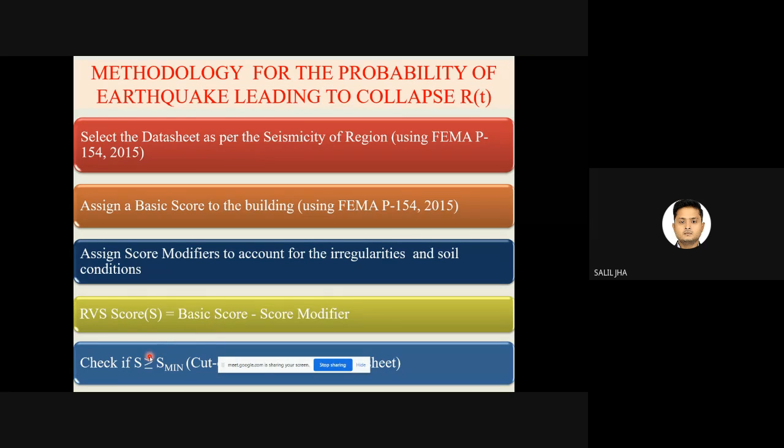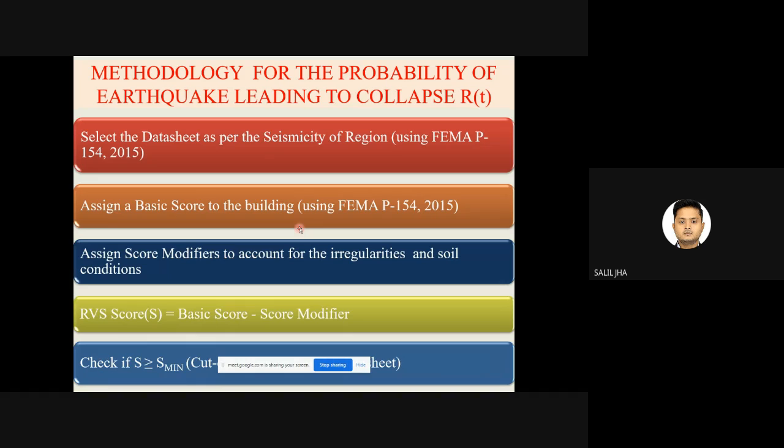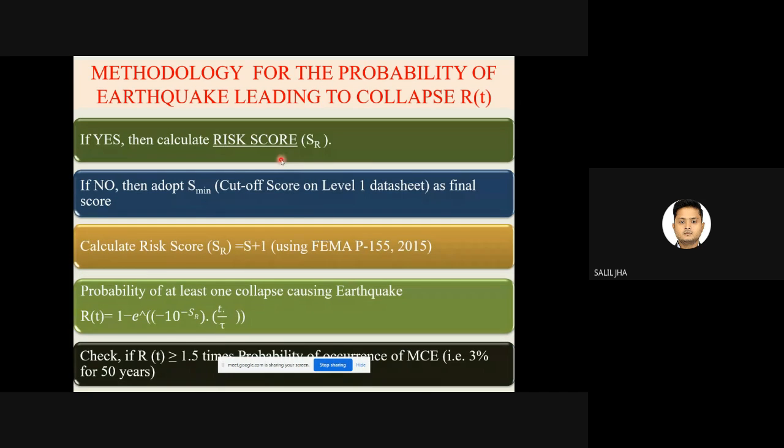A check is then run on whether the final RVS score obtained, which is S in our case, is greater than or equal to the cutoff score on the level 1 data sheet. If yes, that is, if the final RVS score is greater than the cutoff score, then we calculate the risk score, which is denoted by SR. If no, then we adopt the minimum RVS score or cutoff score as given in the level 1 data sheet as the final score, and then we calculate the risk.